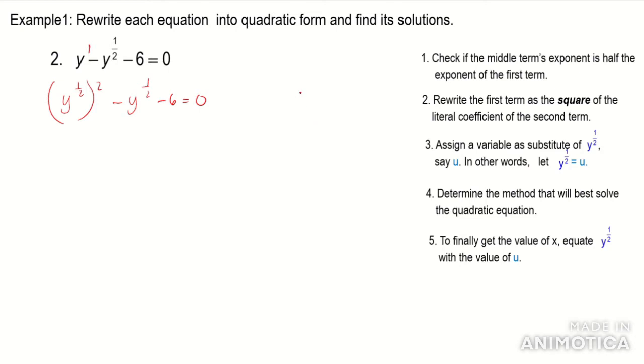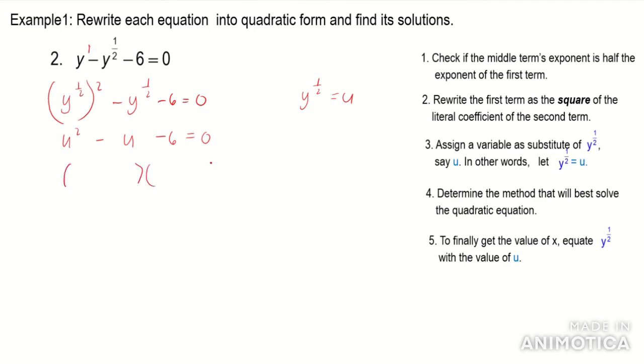Say we have now y raised to 1 half is equivalent to u. So, ibig sabihin yan again, lahat ng may y raised to 1 half ay papalitan ng u. So, we have here u squared minus u minus 6 equals 0. Okay, we find the factors now because obviously, this quadratic equation can be solved by factoring method.